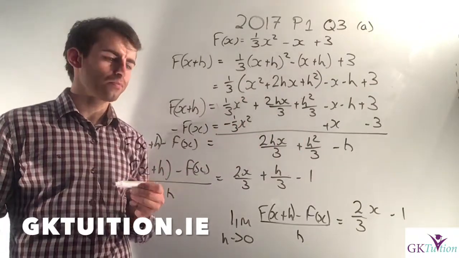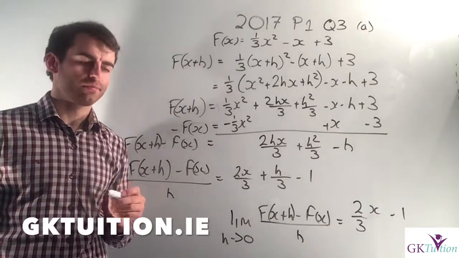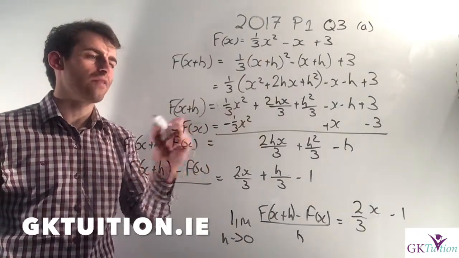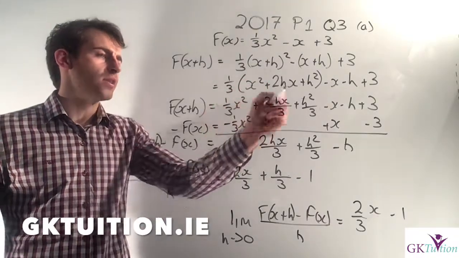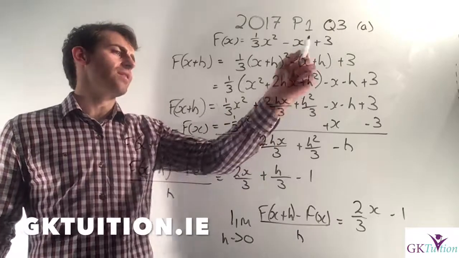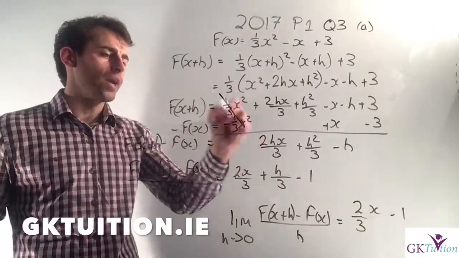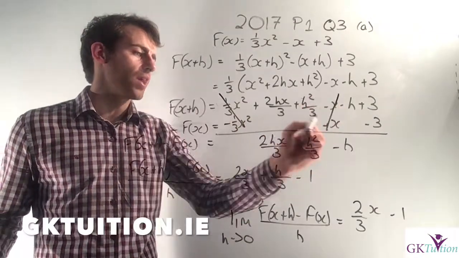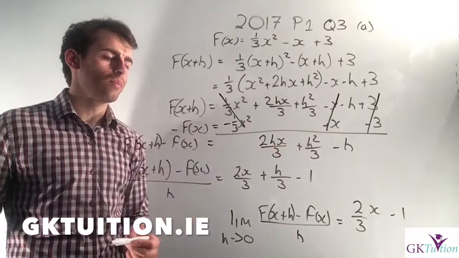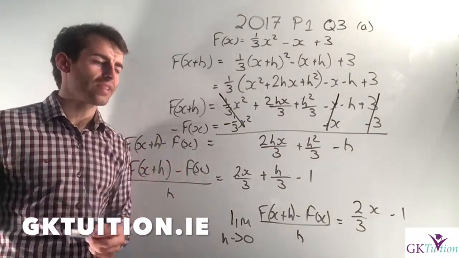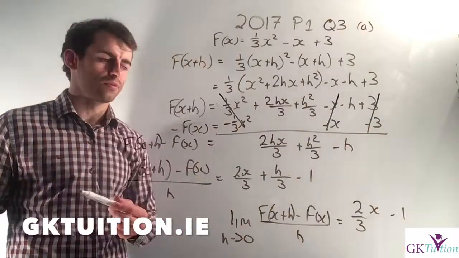My next step now is I want to get f of x plus h minus f of x. So in the next line, I'm subtracting f of x. So instead of a 1/3 x squared, I've got a minus 1/3 x squared. Instead of a minus x, I've got a plus x. And instead of a plus 3, I've got a minus 3. So when I add these two lines together, my x squareds cancel, my minus x plus x will cancel, my plus 3 minus 3 will cancel. Which means when I take down what I'm left with, f of x plus h minus f of x is 2hx over 3 plus h squared over 3 minus h.